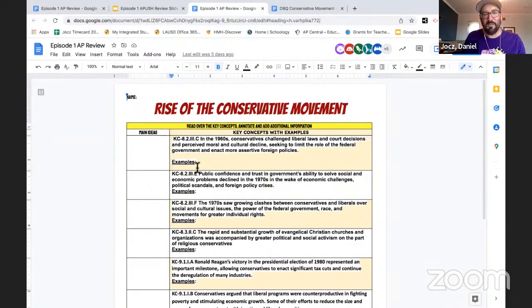So let's take a look at this first one. In the 1960s, conservatives challenged liberal laws and court decisions and perceived moral and cultural decline, seeking to limit the role of the federal government and enact more assertive foreign policies. Can anybody in the chat give me an example?